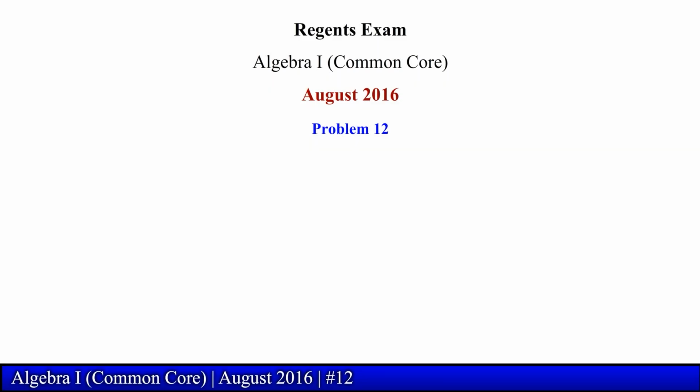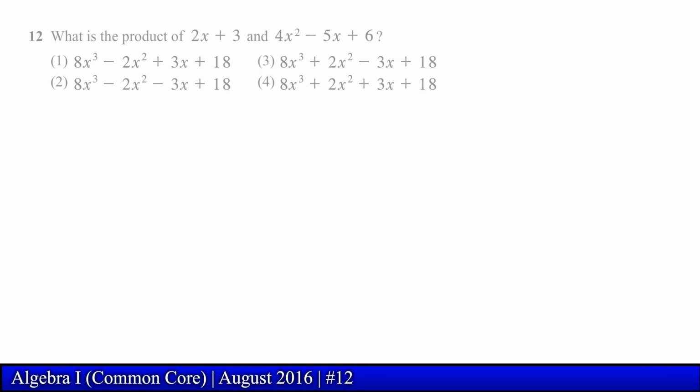Regents Exam, Algebra I, August 2016, problem number 12. What is the product of the quantity 2x plus 3 and the quantity 4x squared minus 5x plus 6?